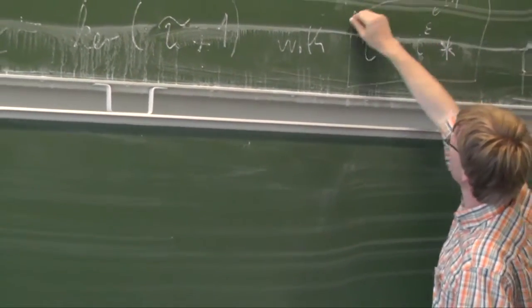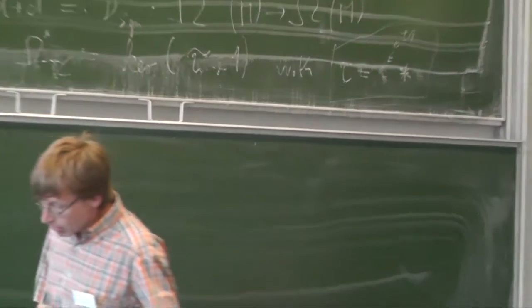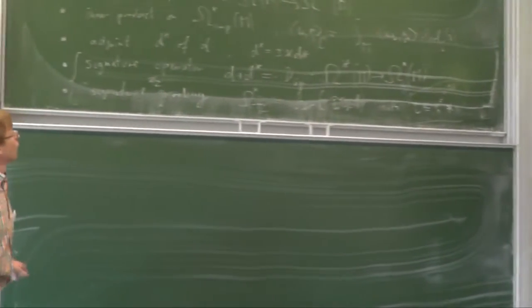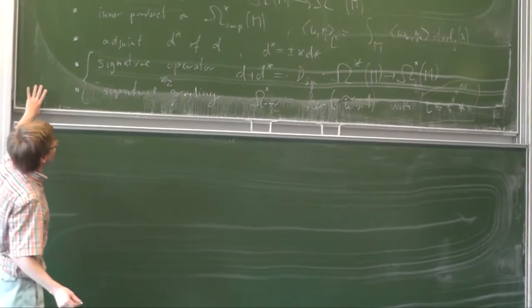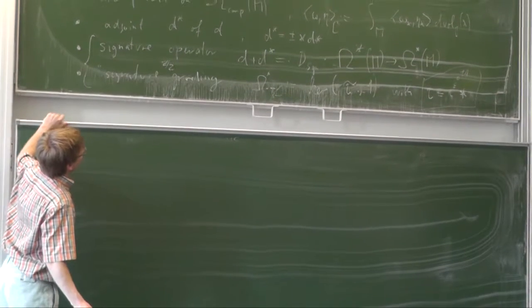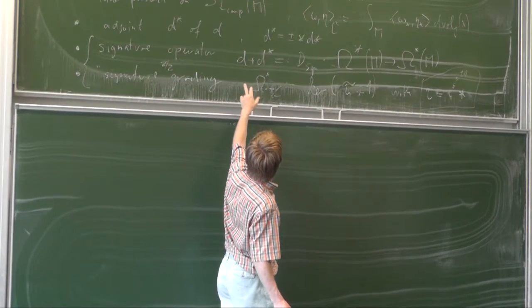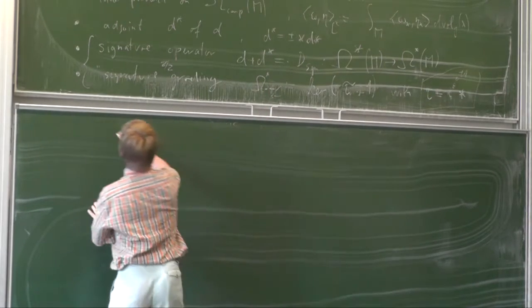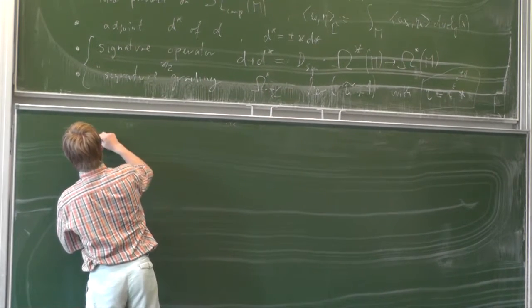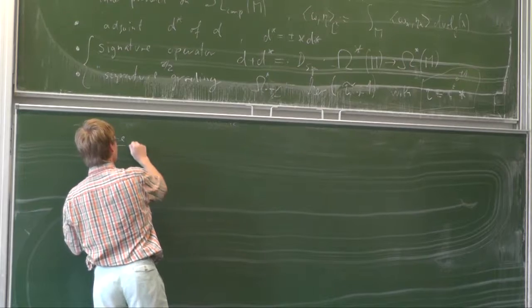It's essentially a star operator, which lets us split our form space into a plus part and a minus part, which clearly are preserved by d plus d star. So a little exercise on those related.